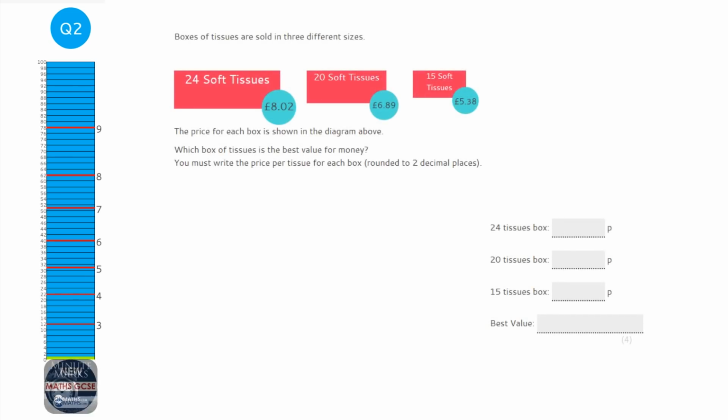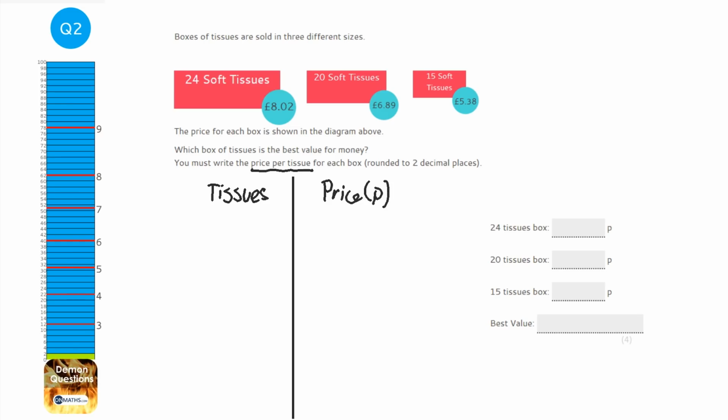With best value questions, which this is one of, there's normally multiple ways of doing it. Either you get the price per item, or you get how much of the item you get for 1 pence, or you get them to the same amount of items and then you compare the prices. Now this one asks for the price per tissue, so that's the way we've got to answer this question. So we're going to have tissues on the left hand side and price, and I'm going to do it in pence because it's normally a lot easier to work out when it's in pence. I'm just going to draw a line down the side.